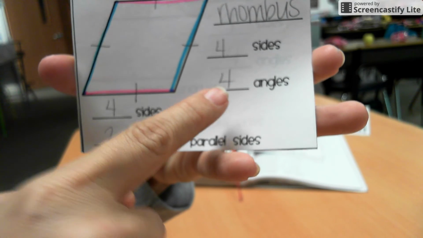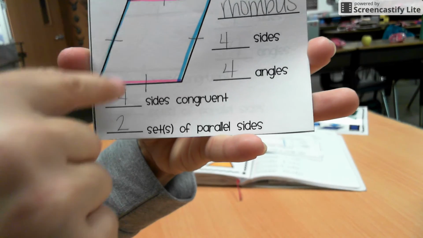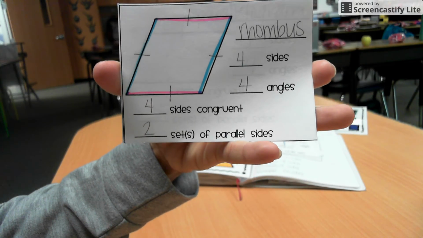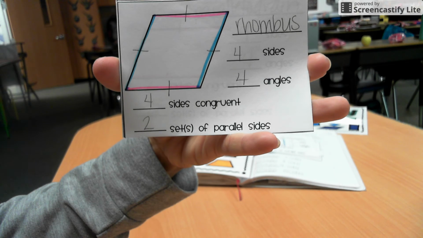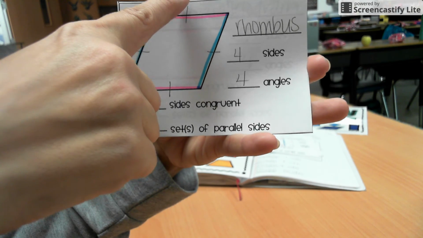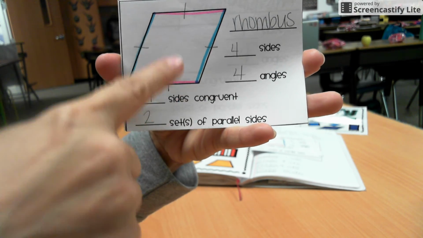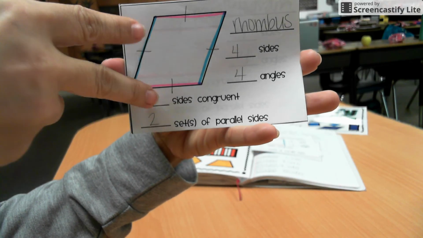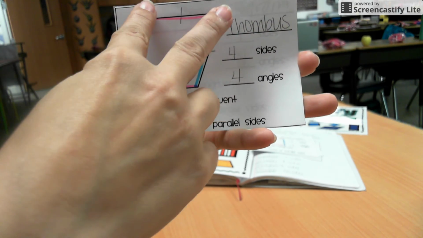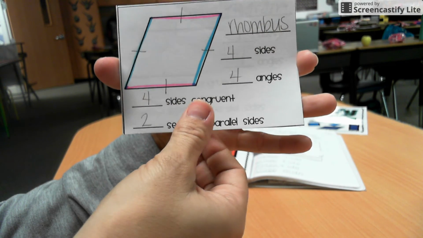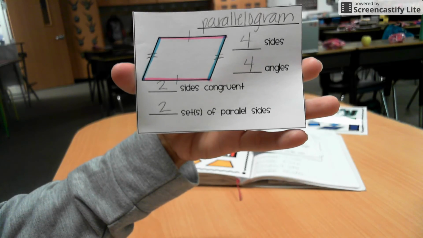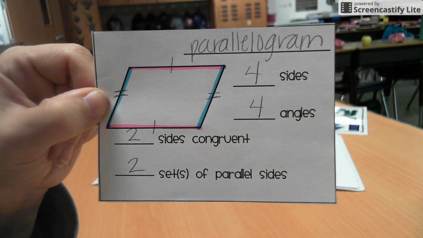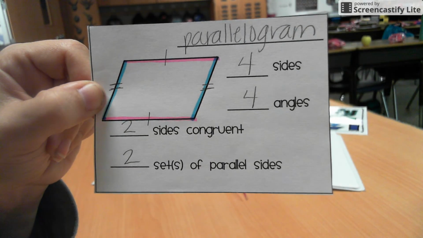Find your rhombus. This gets tricky. Make sure it's this one, not the other one, because the other one is not a rhombus. This one has 4 sides and 4 angles. So 1, 2, 3, 4 sides, 1, 2, 3, 4 angles. But all 4 sides are congruent. Remember we said rhombuses are parallelograms with 4 equal sides. So that means this one is the same length as this one, and this one, and this one. They're all the same. And it has 2 sets of parallel sides. The top and the bottom are parallel. The left and the right are parallel.